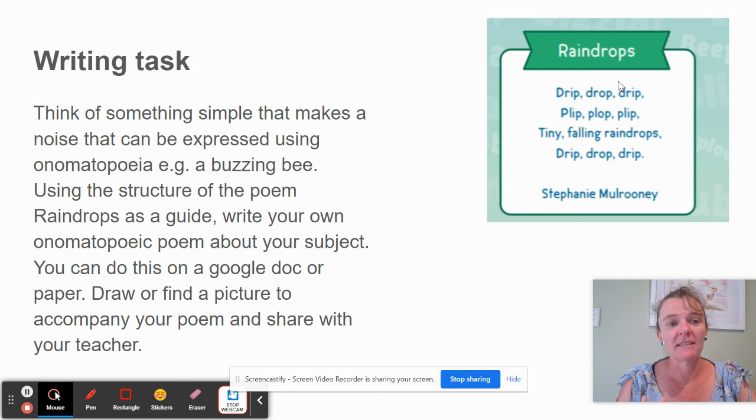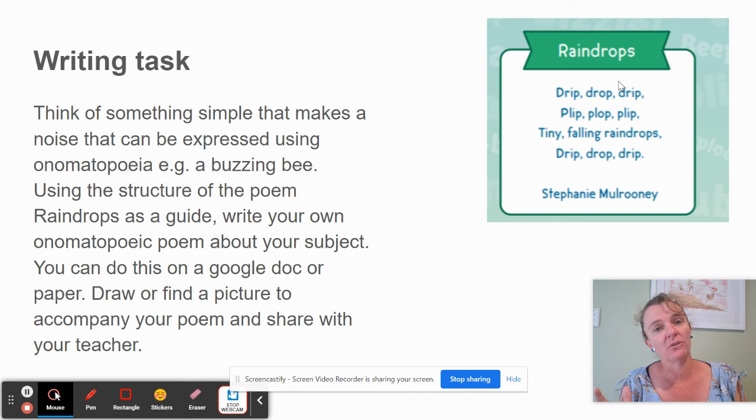Now you're going to pick something that makes a noise and you can express that noise as onomatopoeia. For example, a buzzing bee. You could choose any animal. It could be a sound around your house. We're going to write a poem that is the same structure as this. So when I look at yours, it should have 4 lines like this. We're going to use it like a guide for your inspiration about your subject.